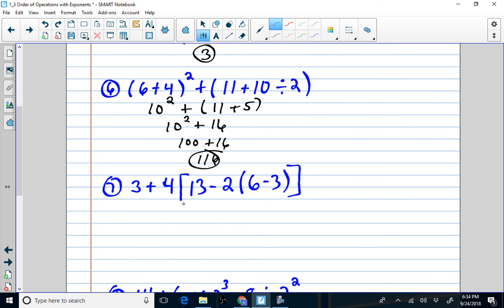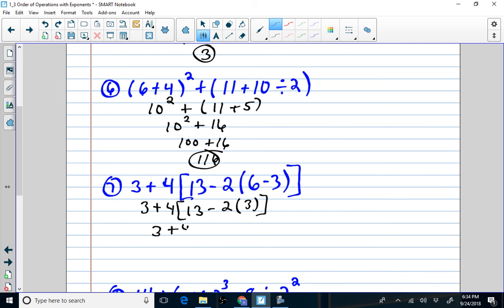Now here we have what's called a bracket. A bracket is another type of grouping symbol. Anytime I have multiple grouping symbols, I have to work my way from the inside out. So I start at the innermost grouping symbol, and that's the 6 minus 3. So I'm going to recopy 3 parentheses 4 bracket 13 minus 2 times 6 minus 3 is 3. Close the bracket. Within the bracket, I still have the multiplication.